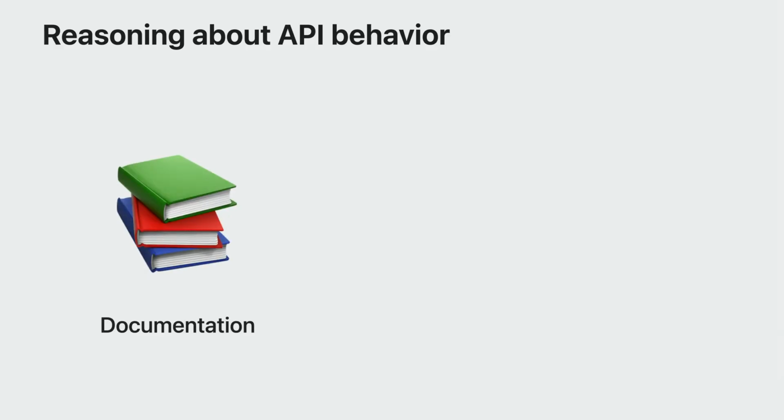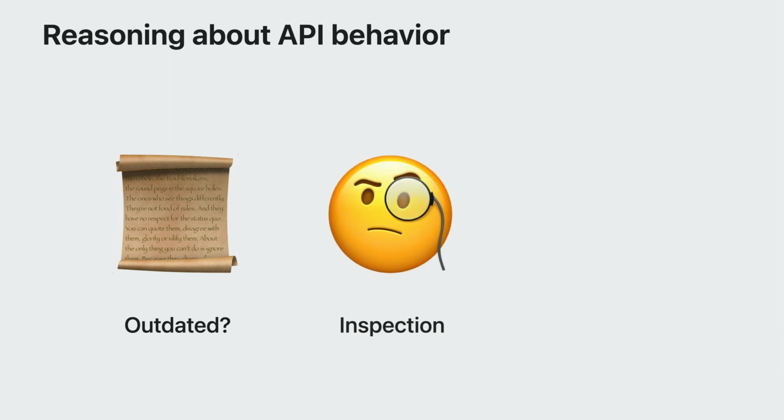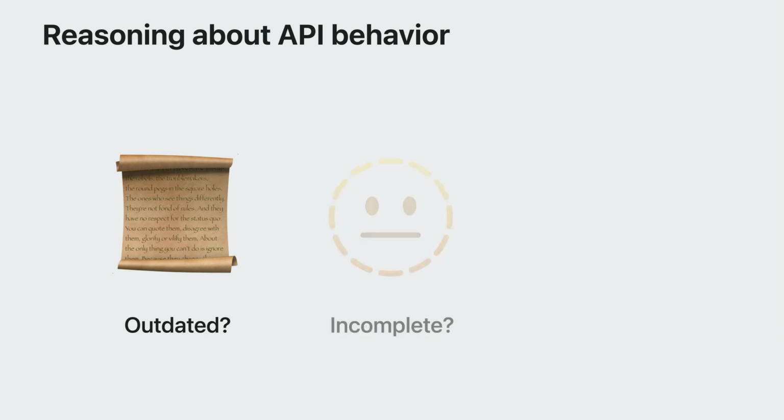Most services have some form of API documentation, but handwritten documentation can often be inaccurate or outdated, especially if the service is rapidly evolving. If you have access to the source code, you could look at the implementation, or you could manually experiment with the API.